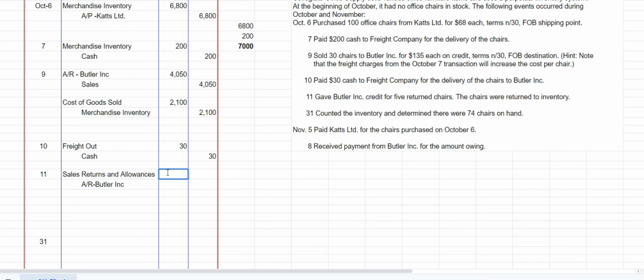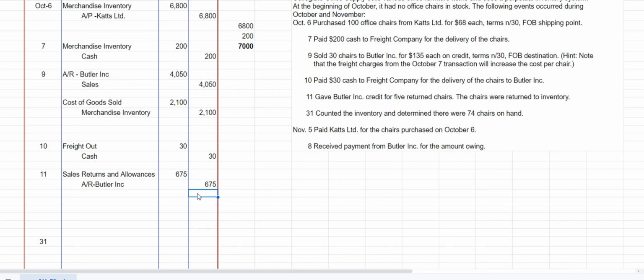So we need to find out how much they paid for one chair. If you go back to October 9th, we can see that $135 is the price for one chair. And we're going to give them credit for 5 chairs. So that's 135 times 5, which is 675. And that is the amount that they don't have to pay you because you're giving them credit.